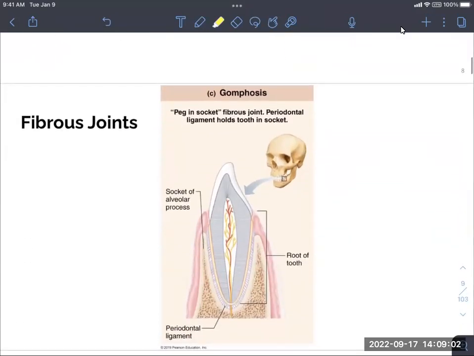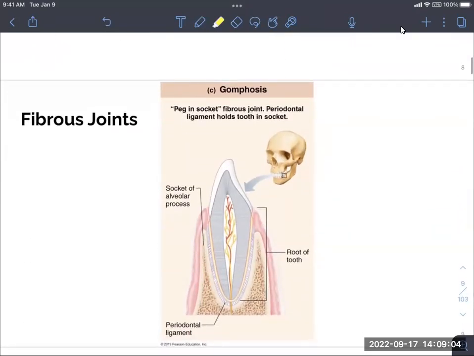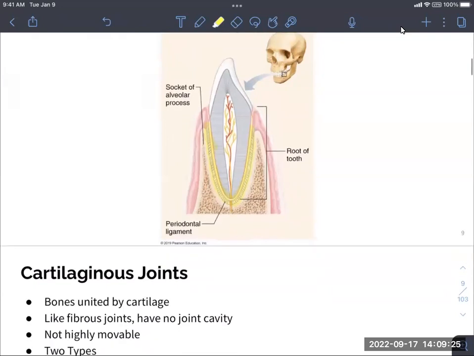So here is a tooth in a gomphosis. We have our periodontal ligament that holds your teeth in. And a peg and socket type of fibrous joint known as the gomphosis.